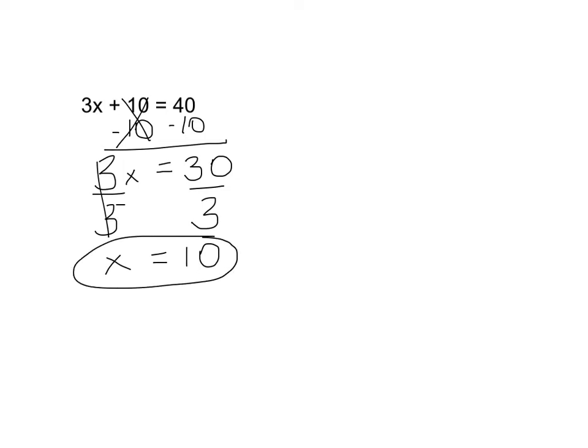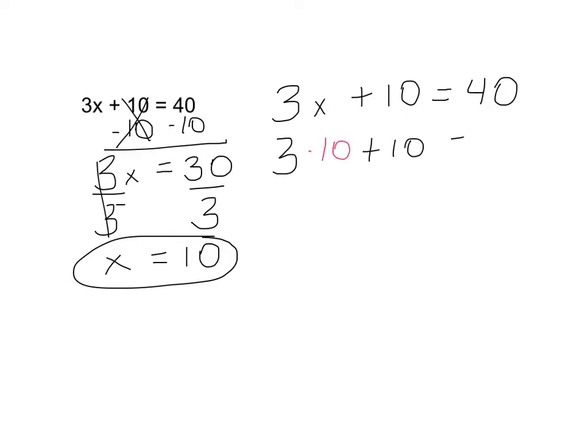Remember, you come over and check it. My equation was 3x plus 10 equals 40. And then you plug in your value for x. So this is now 3 times 10 plus 10 equals 40. Make sure you follow GEMS.